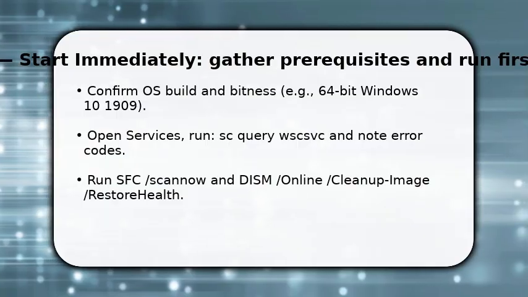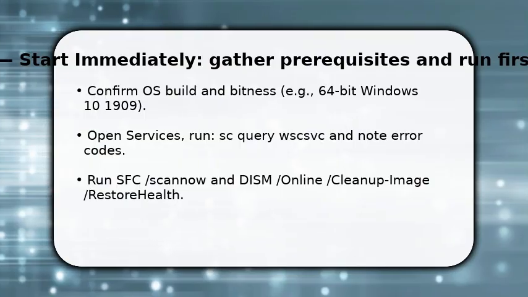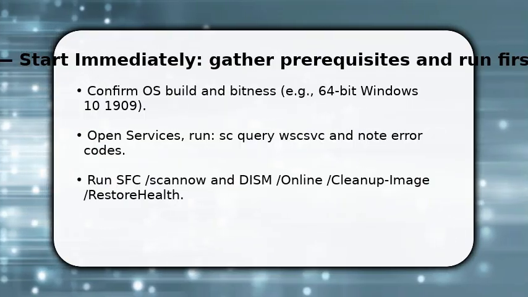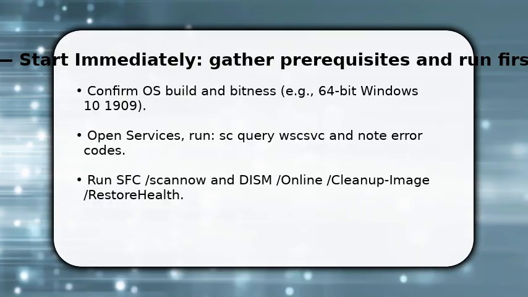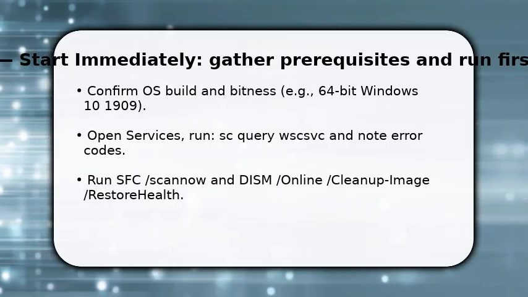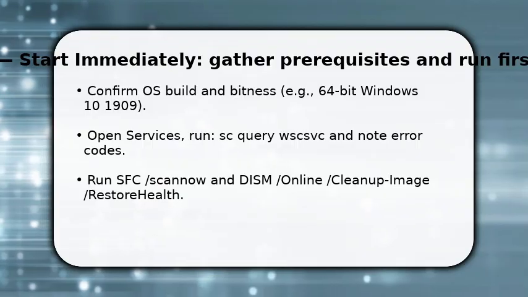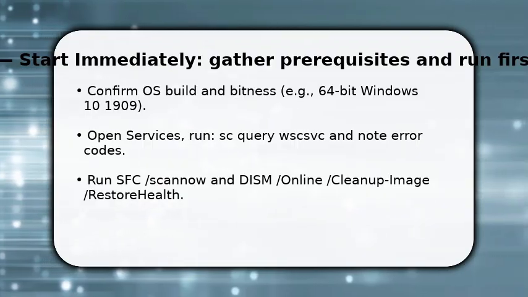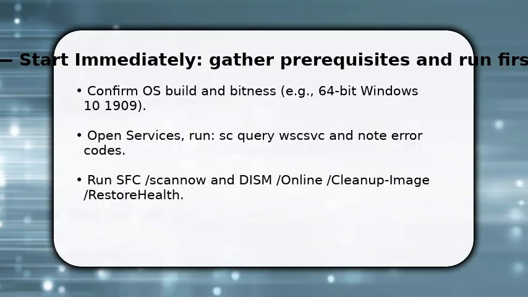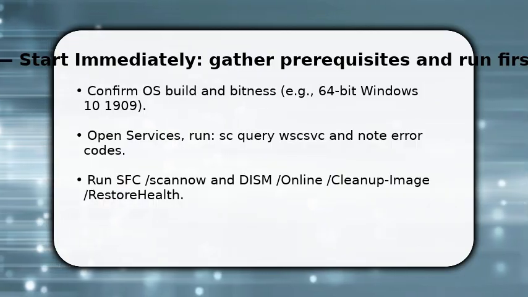You must act now. Confirm the exact Windows build and whether it is 32 or 64-bit, because registry keys and binaries differ. Once done, open Services or run sc query WSCSVC to capture the current error code. That tells you whether the service is missing or just failing.